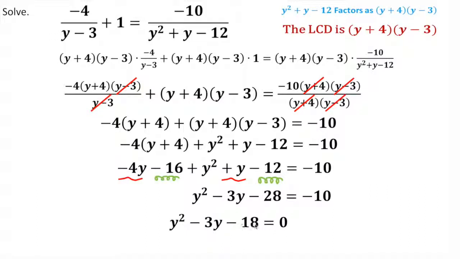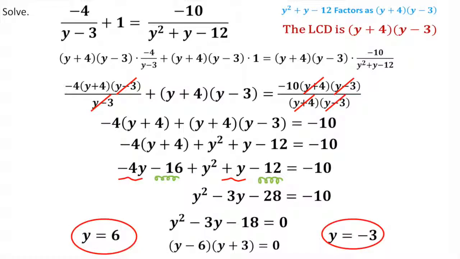I have to factor this one, or I can plug it in the quadratic formula. Either one works. Factoring is a little bit quicker on this one. Two numbers that multiply together to give me negative 18, but add together to give me negative 3 would be positive 6 and negative 3. So y minus 6 times y plus 3. Now I set each one of these equal to 0. Y minus 6 equals 0, and y plus 3 equals 0. I find out that y equals 6 and y equals negative 3.